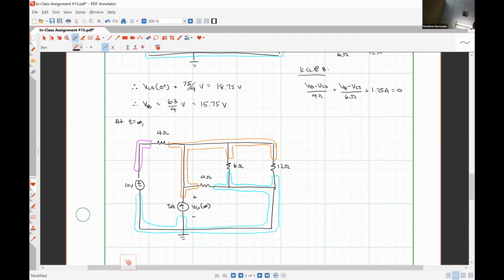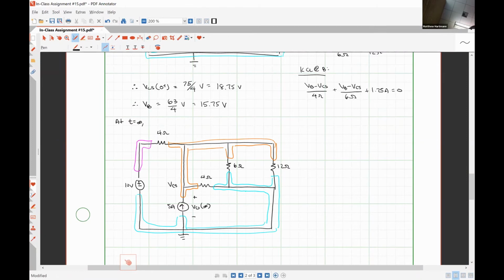And so it looks like the only unknown voltage I have is at my orange node, because the pink node is 10 volts with respect to ground. The bottom node is 0 volts with respect to ground. So the only thing that we're really missing here is the voltage at the orange node.